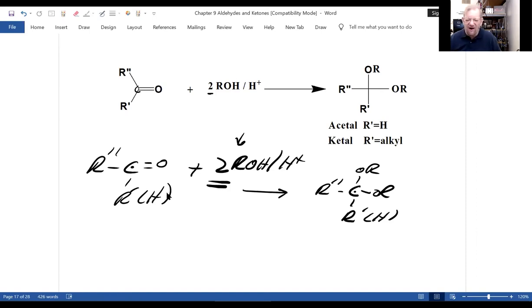And this is called, when you start with an aldehyde, R prime is H, this is called an acetal. When R prime is carbons, it's a ketal. And acetals make up, I'm going to give it away now, coming attraction, those of you who are into nutrition or just learning about the great food groups, acetals are mainly what carbohydrates like starches are made up of. We'll get to that later and it'll be exciting.